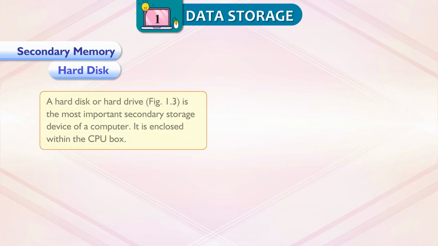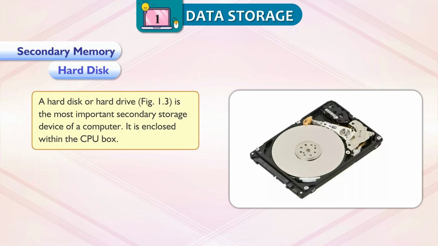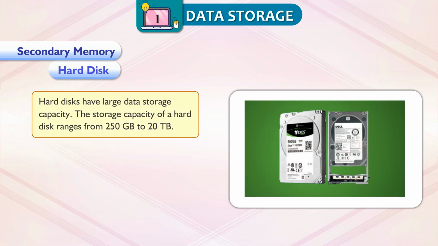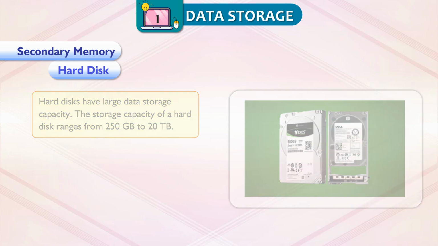Hard disk. A hard disk or hard drive, refer to figure 1.3, is the most important secondary storage device of a computer. It is enclosed within the CPU box. The hard disk of a computer contains all saved data and software used by the computer. Hard disks have large data storage capacity. The storage capacity of a hard disk ranges from 250 GB to 20 TB.